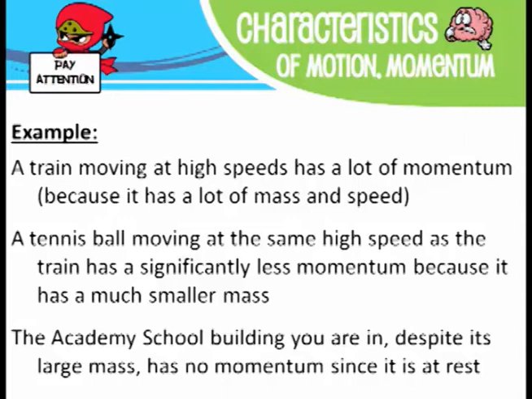So even if a tennis ball is going at the same speed as a train, 60, 70 miles per hour, if it hits you going that fast, I mean, it might give you a bruise, but it's not going to hurt you. It's not going to have that much momentum because the tennis ball itself doesn't have a lot of mass. So even though it has a lot of speed, it doesn't have a lot of mass.